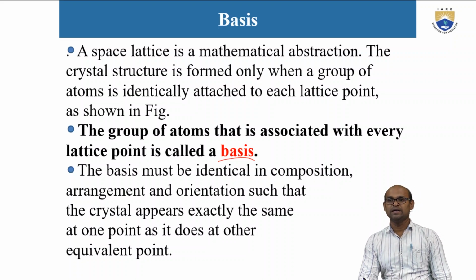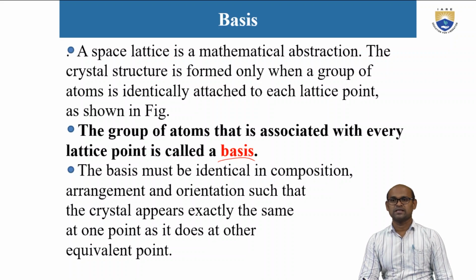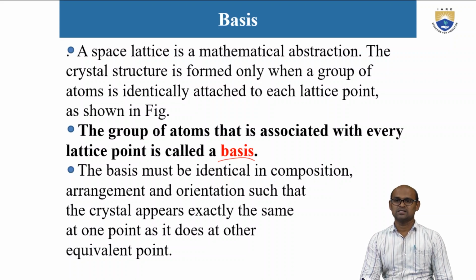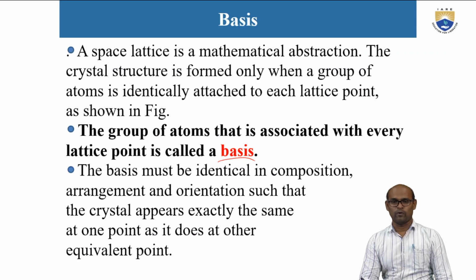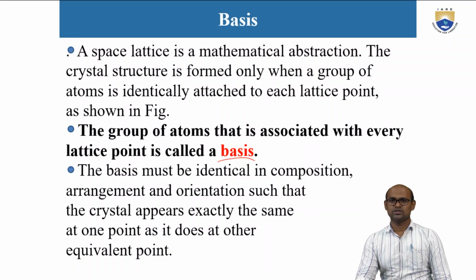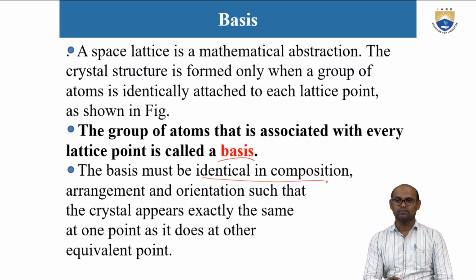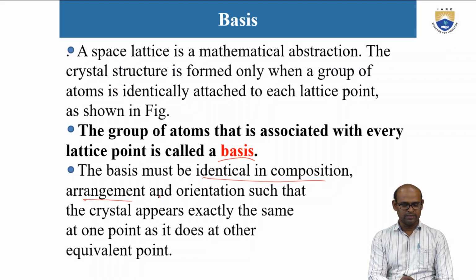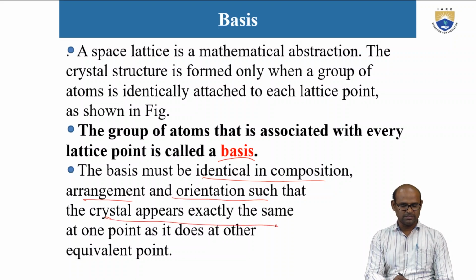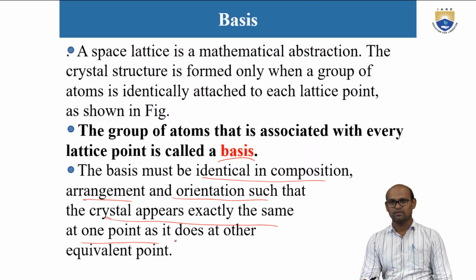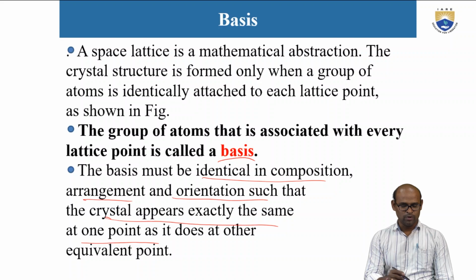The basis must be identical in composition, arrangement and orientation, such that the crystal appears exactly the same at one point as it does at any other equivalent point. So we attach a group of atoms or a single atom to each lattice point, and the basis must be identical in composition, arrangement and orientation, so that the crystal appears exactly the same throughout the structure.